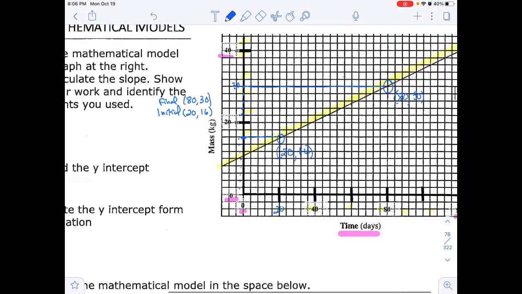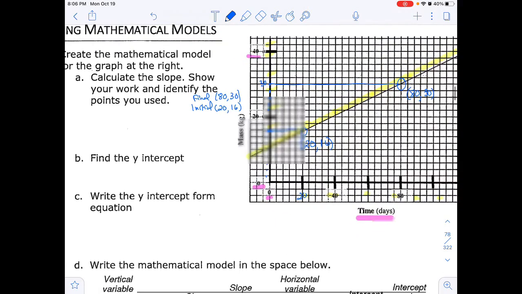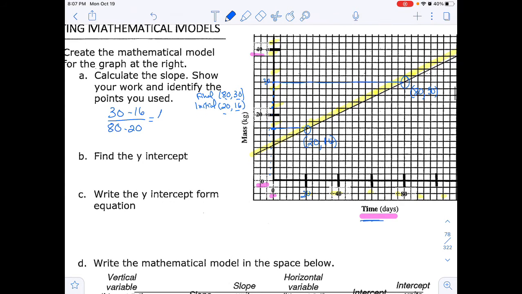And so now to find the slope, I find the rise over run, or the change in the y-axis compared to the change in the x-axis. So here's my y-axis, final minus initial, or y2 minus y1, over the times, or what was on the x-axis, or the independent variable, and the final minus the initial. So I have a 14 over 60, which is the same as 7 over 30.